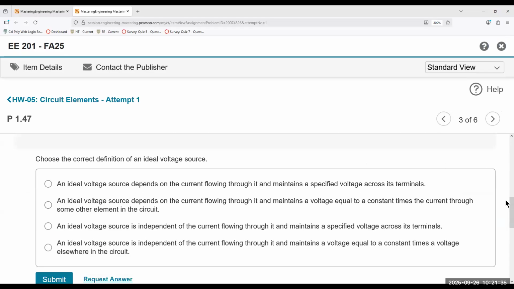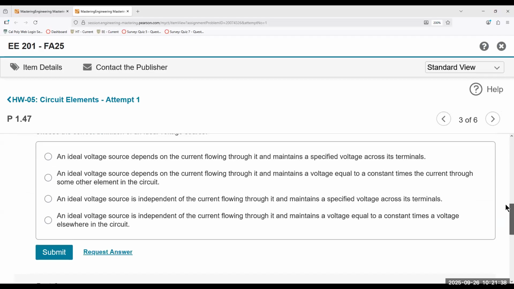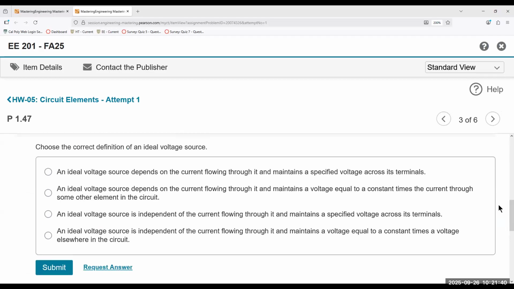Correct definition of an ideal voltage source. We talked about this in class or not? Not yet. So I'm teaching like four different classes and there are some overlap. So I have to keep track of what I talked about in what class.